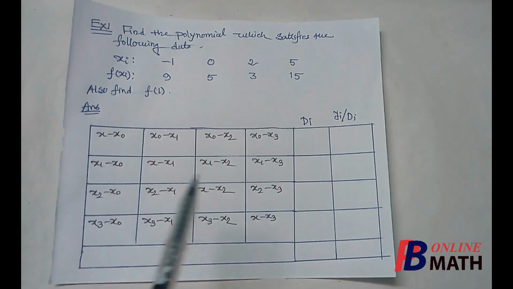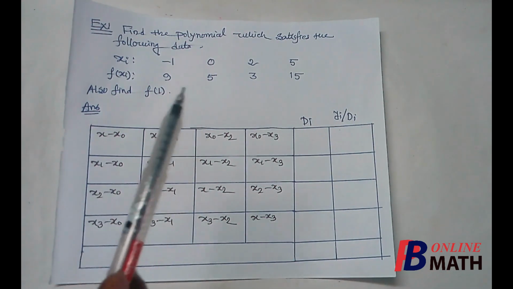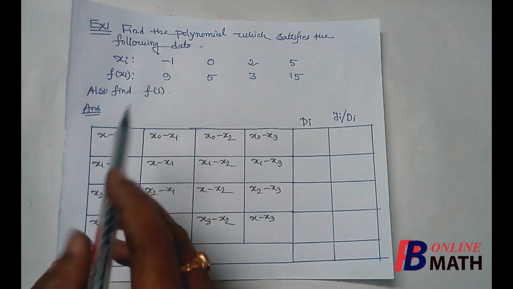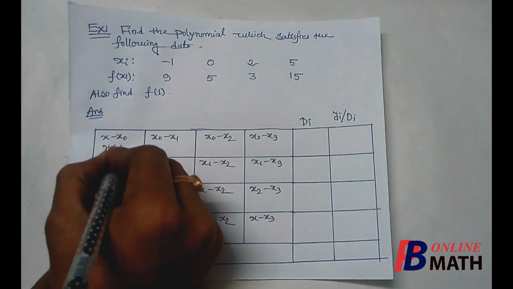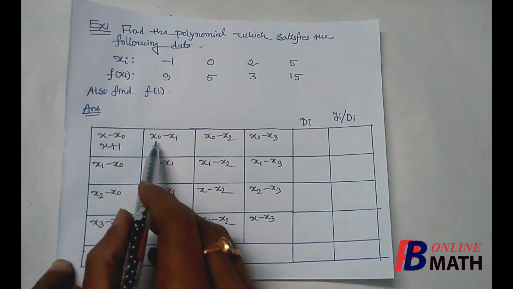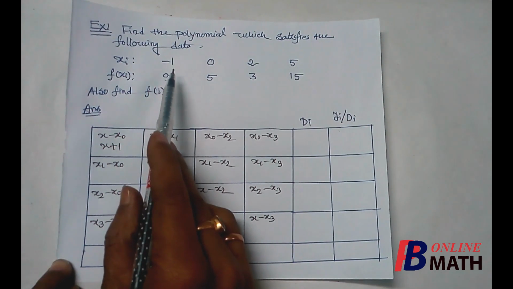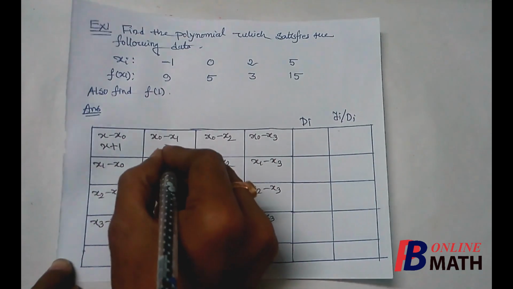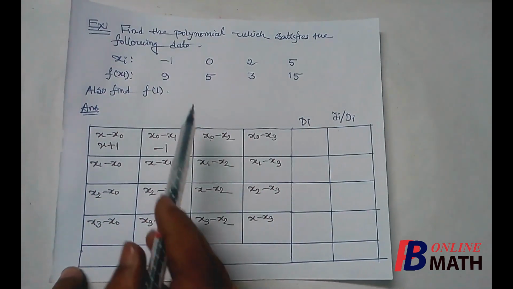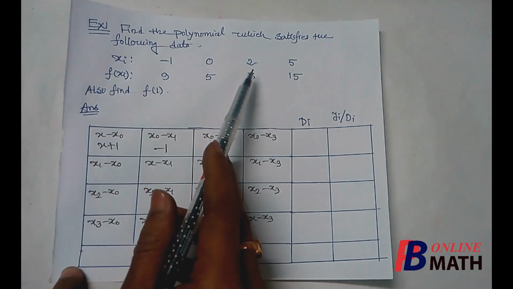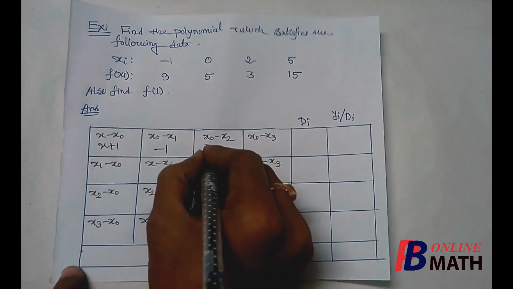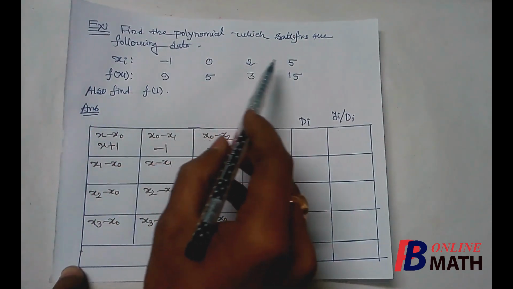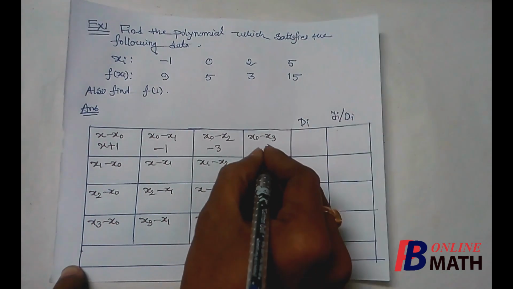So these are the theoretical formula. Now we shall fill the table by using this data. Now what is the value of x minus x0? x0 is minus 1, so it should be x plus 1. Now what is the value of x0 minus x1? So this is x0, this is x1. So x0 minus x1 is equal to minus 1. Next x0 minus x2, which is minus 3. And finally x0 minus x3, it is minus 6.